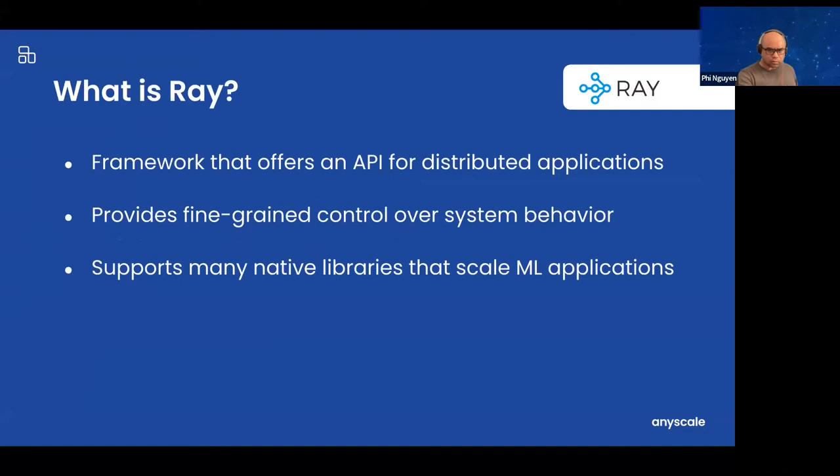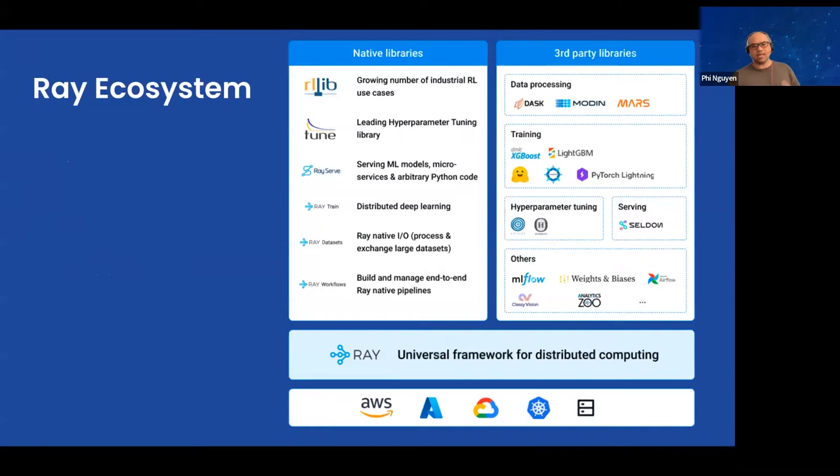So first of all, I'd like to start with what is Ray. Ray is a framework that offers an API to build distributed applications. It provides fine-grained access control to allocate resources for your tasks and actors. And you'll see that many third-party libraries have built on top of Ray to enable the backend to scale very quickly and seamlessly using Ray.